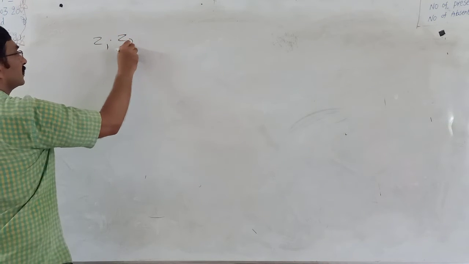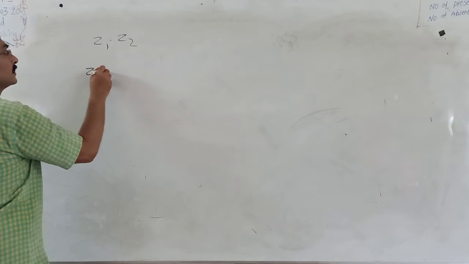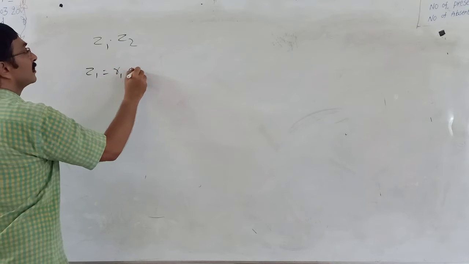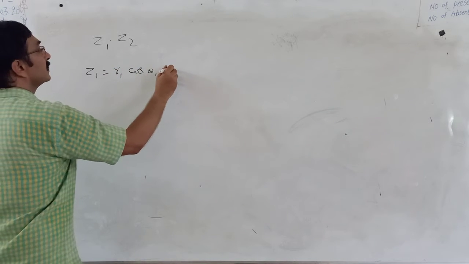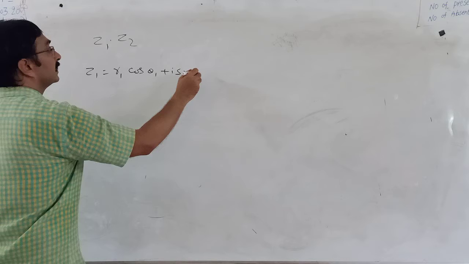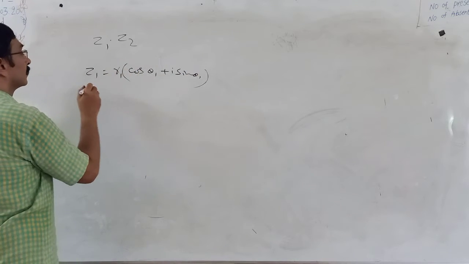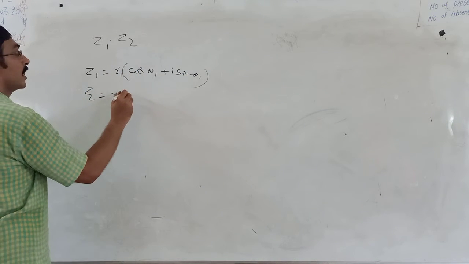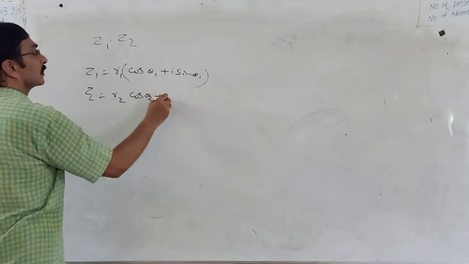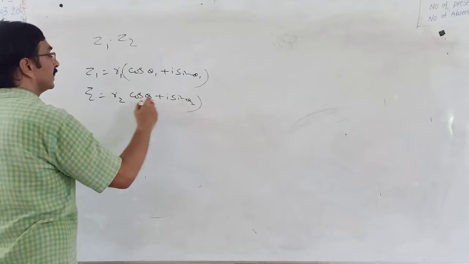Geometrically Z1 into Z2. Z1 is suppose R1 into cos theta 1 plus i sin theta 1. Z2 is R2 into cos theta 2 plus i sin theta 2.